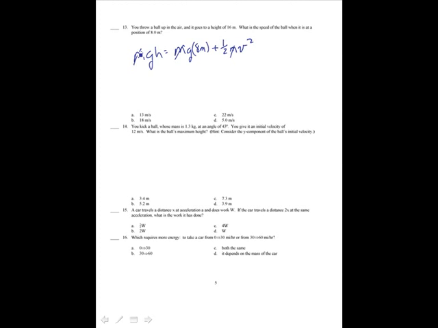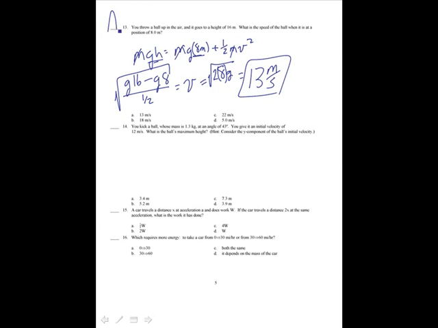And now I just solve for v. So I have g times 16, that's this term, minus g times 8, that's this term, divided by 1/2, square root of both sides, that's equal to v. So I have 8g, 2 times 8 times g, which is 16g. I get 12.5 or 13 meters per second. So that's A for number 13.